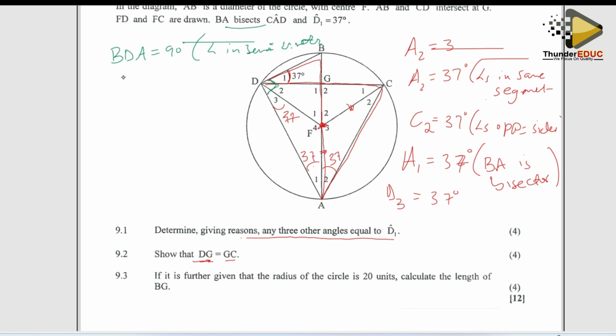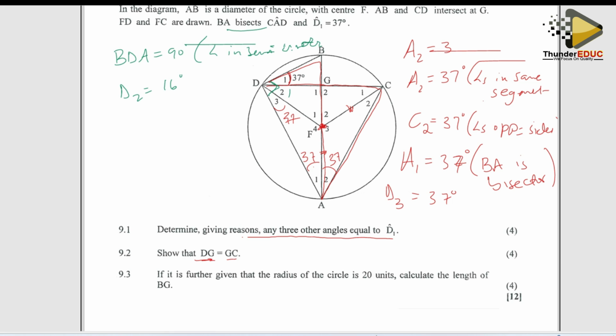So that has to be 90. If that's 90, and we've identified this as 37, you're going to say 90 minus 37 minus 37, which gives us 16. So D2 becomes 16. If B2 is 16, I can find my F1. Because this is 37, this is also 37, so this is going to be an exterior angle.